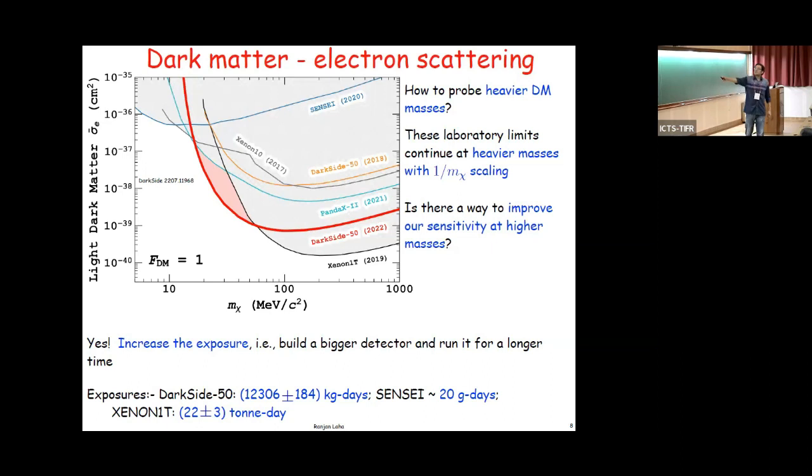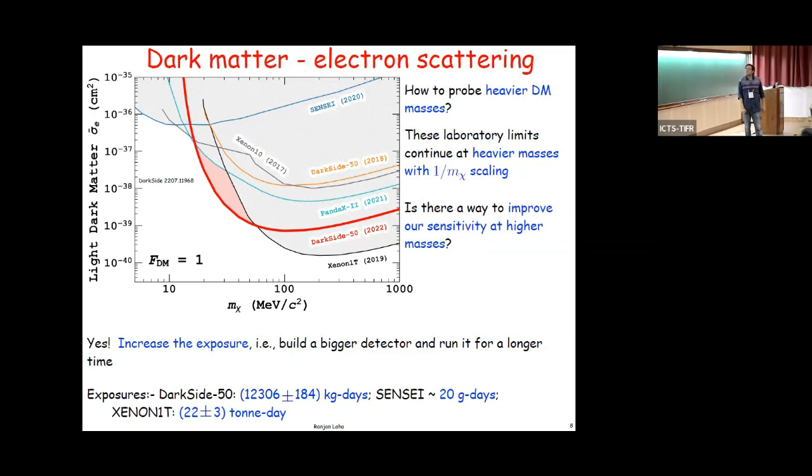Okay, so if you look at this plot, one of the questions you can ask is how to probe heavier dark matter masses. All right. So this plot stops at 1 GeV. What about 10 GeV? What about 100 GeV? Yeah, you can ask this question. Turns out that all of these constraints just linearly scale with higher masses, right? 1 over m chi scaling. So the kinematics is exactly the same, except that the number of dark matter particles that is hitting your detector falls off as 1 over m chi, and thus these limits just linearly extrapolate. You can just do this.